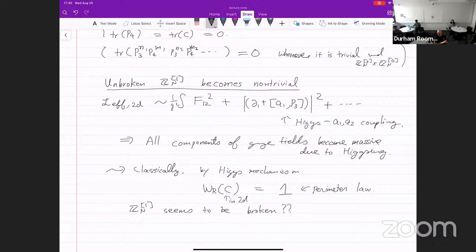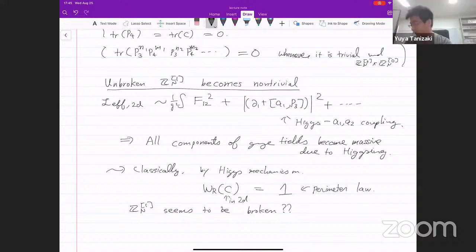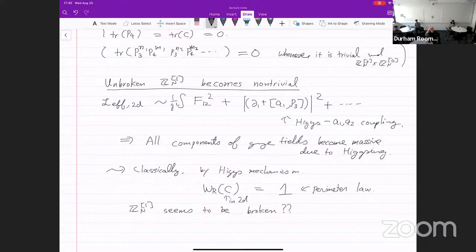Can I ask a follow-up question? Are you worried at all that computing the GPY potential could change something? I understand that this is the leading term, it's classical, but I remember something about the Eguchi-Kawai story where they tried to use these 't Hooft fluxes and there were some problems.